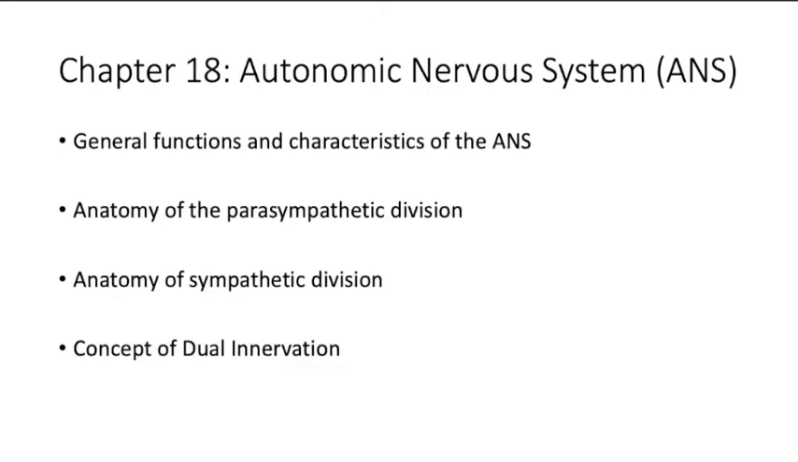So for chapter 18, we will be looking at general functions and characteristics of the autonomic nervous system, which I will do in this video. And then I'll look a little bit more specifically at the anatomy of the two divisions, which are the parasympathetic and the sympathetic. And then finally, finish off with this concept of dual innervation, which by the time you get to that last concept, it becomes fairly obvious by the time we get there.